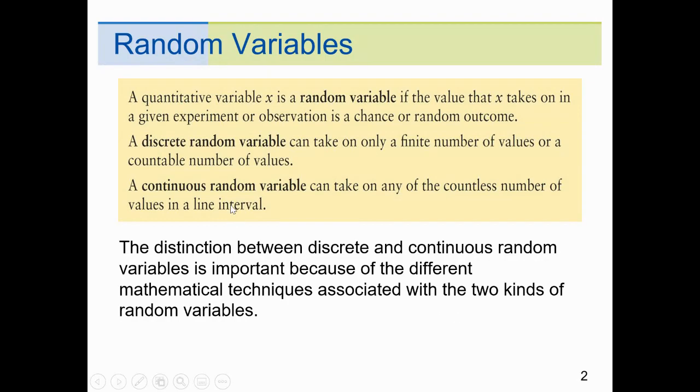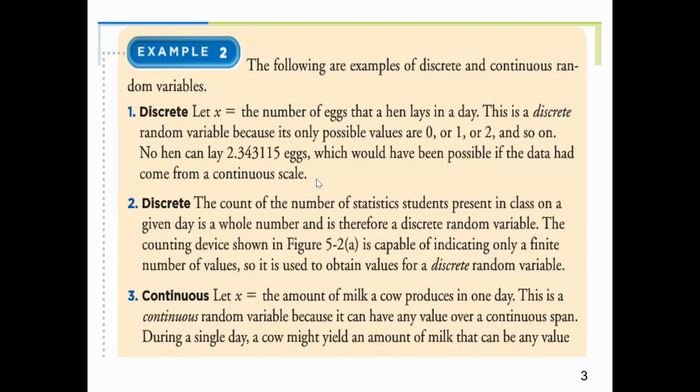Two types of random variables. Discrete random variable can take on only a finite number of values. It's a counting number, like 1, 2, 3, 4, 5, and so forth. Continuous random variable basically has the capability of being some decimal, like 1.56 or 2.348. All right, the distinction between discrete and continuous is important because of the different mathematical techniques associated with the two kinds of random variables.